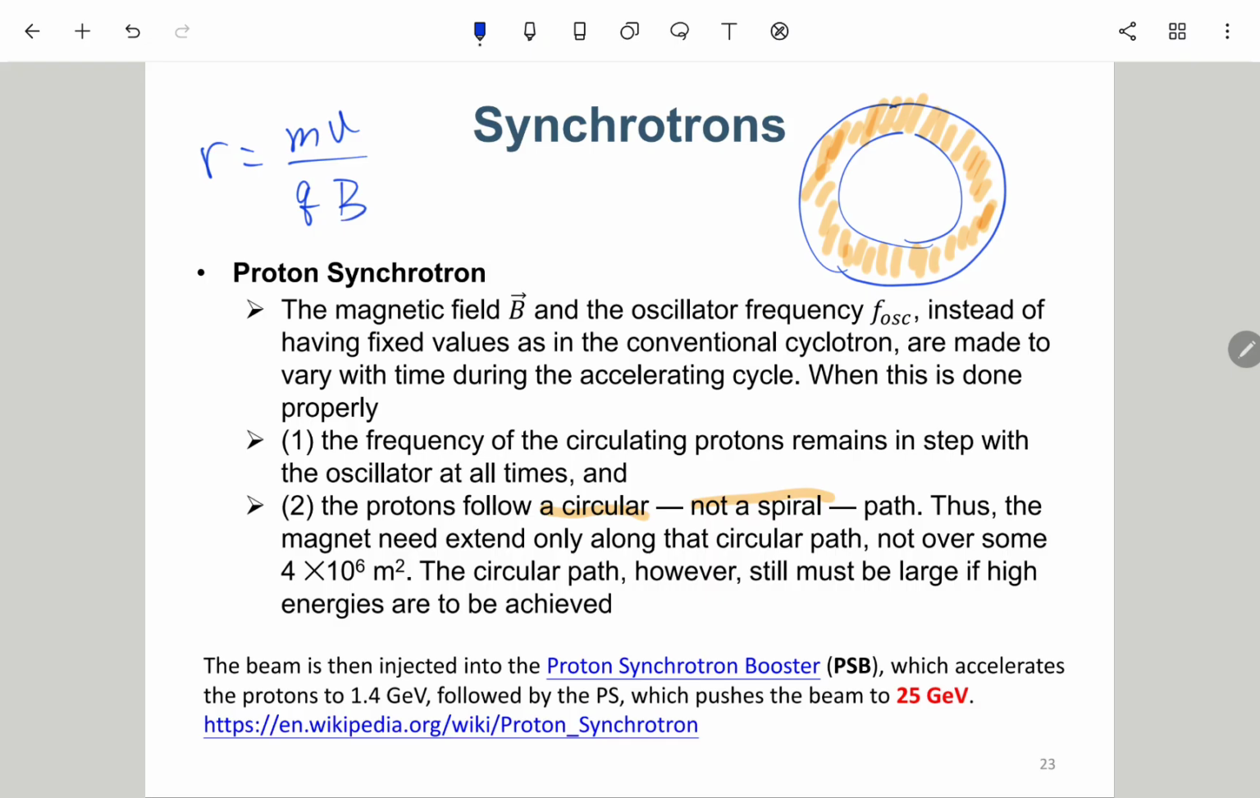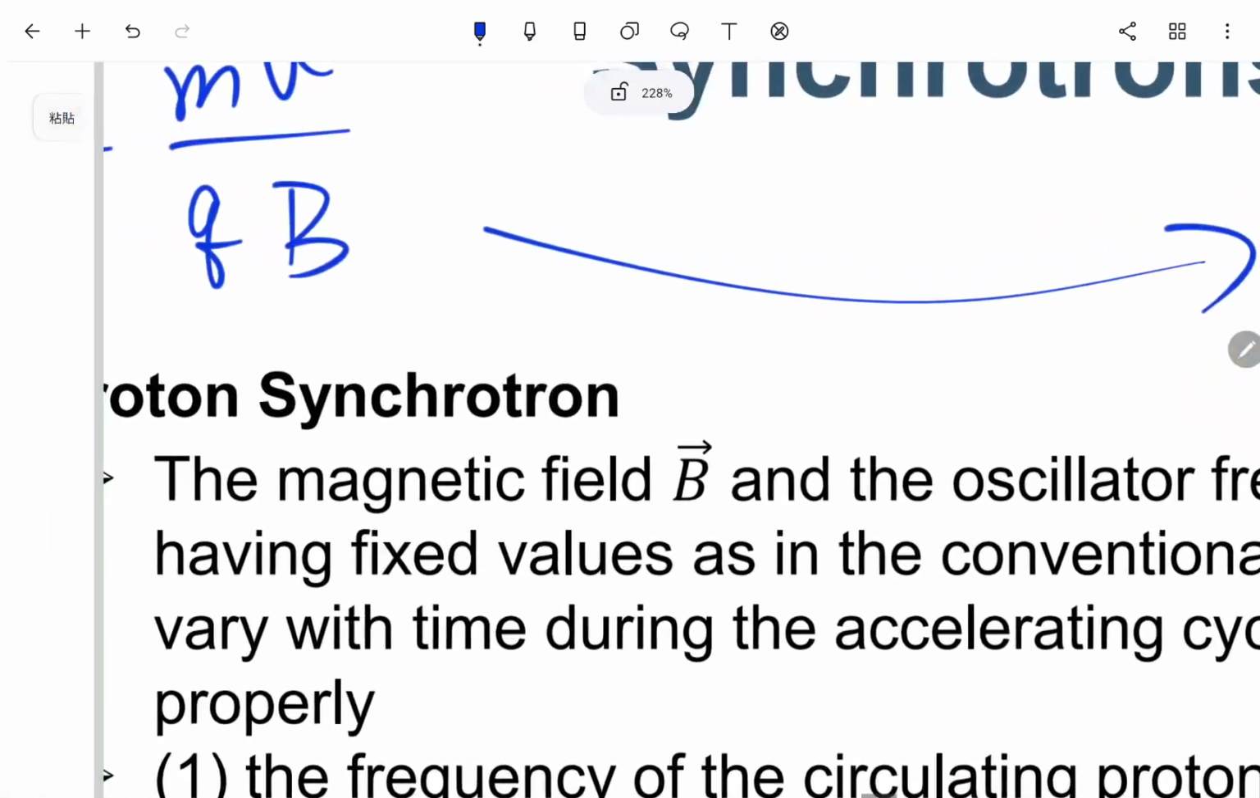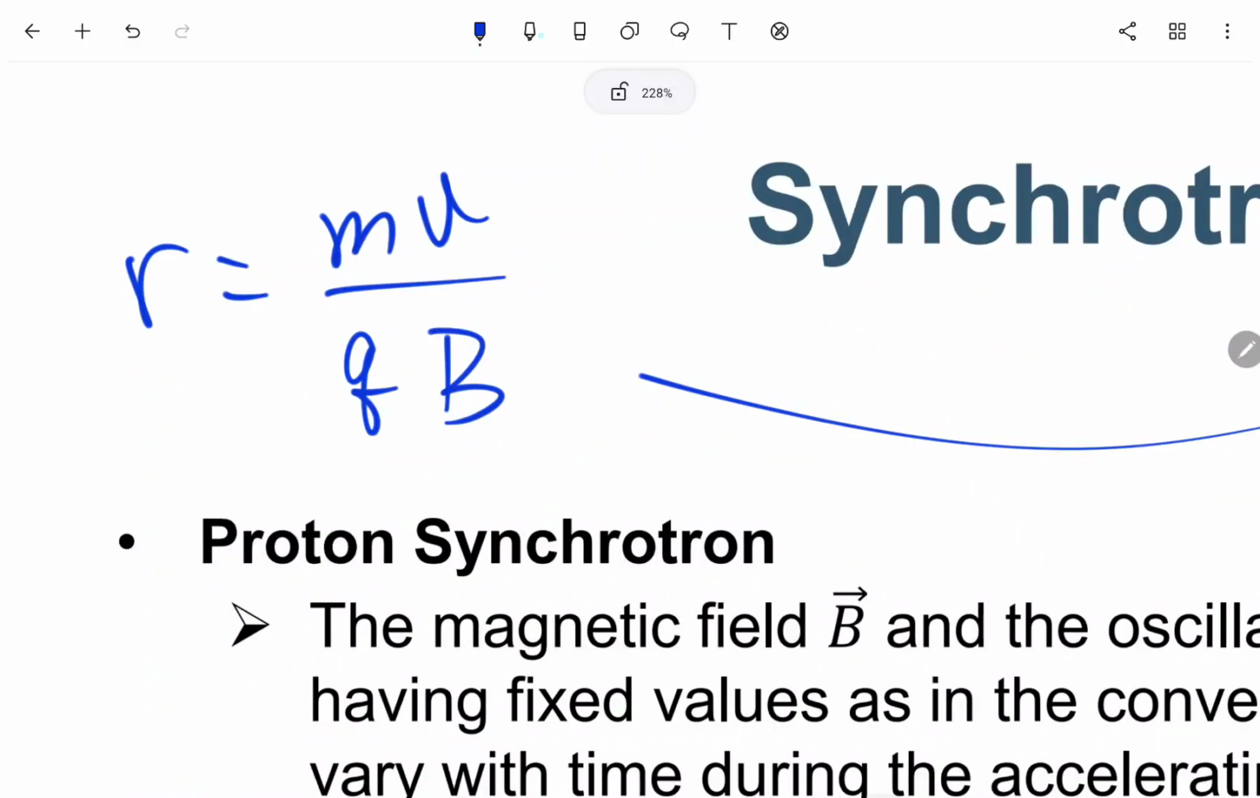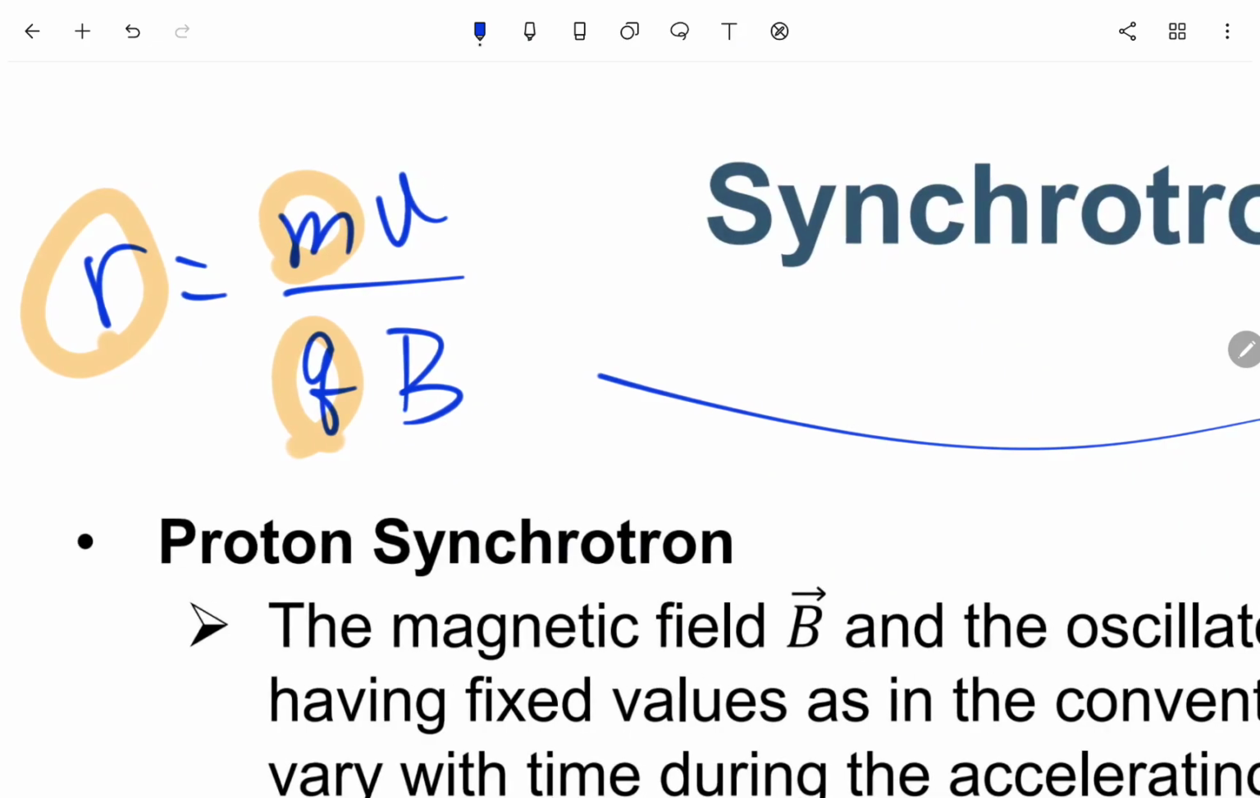So for this case, R should be a constant. M is a constant. Q is a constant. But if we would like to make this V larger and larger, this B field should be proportionally increased with this V.